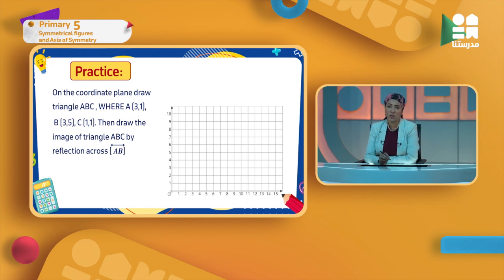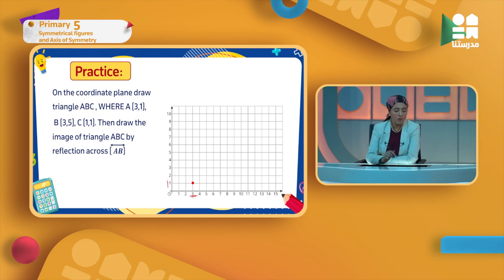So first let's start by putting the points of the first triangle on the grid. The point A is 3 and 1. As we agreed, the first number is the point on the x axis and the second number is the point on the y axis. So the point on the x axis is 3 and on the y axis is 1. So here is my point.